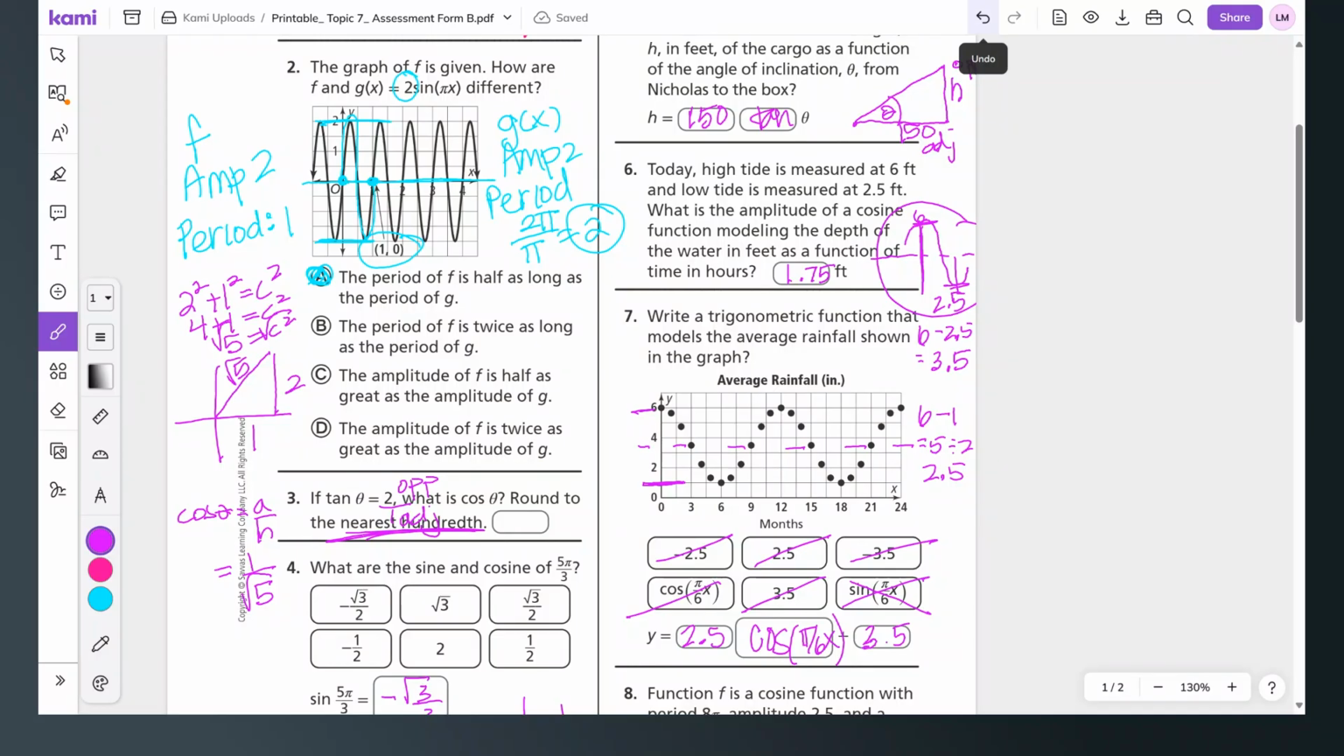All right, so again, find the amplitude by doing high, low, subtract the low from the high. So high minus low divided by 2 gives me the amplitude. And then either add the amplitude to the lowest or subtract the amplitude from the highest, and that gives you the midline, which is how much your graph has been moved up or down. So that's your K.